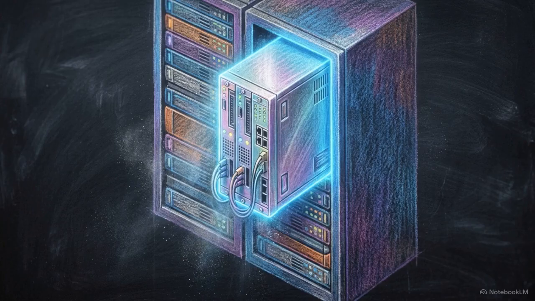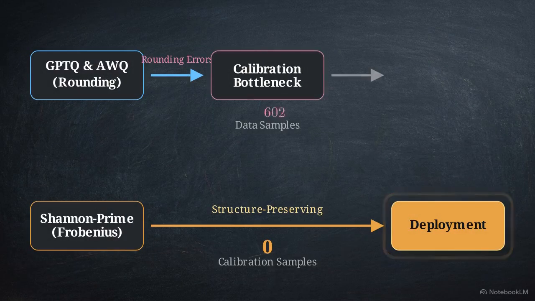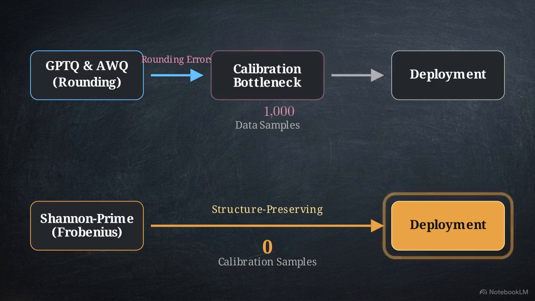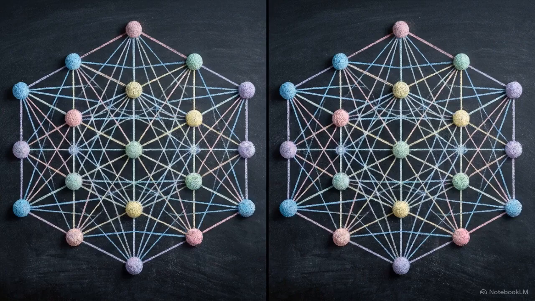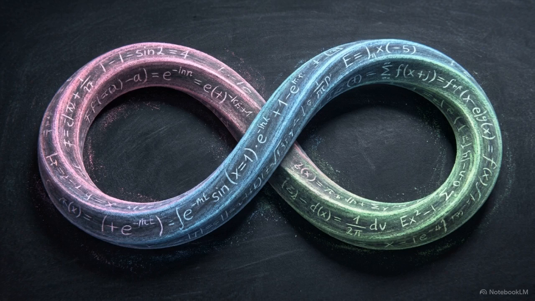A definitive experiment on the Phi 3 reference model is now being used to test this calibration-free approach against industry standards. While GPTQ and AWQ require thousands of data samples to calibrate for rounding errors, the Shannon prime configurations operate without any calibration samples. To validate the framework, the Shannon prime models must match the accuracy of the baseline FP16 model as closely as the calibrated methods do. Aligning inference engines with the geometric reality of elliptic curves allows for precision reduction that respects the internal symmetries of the model.